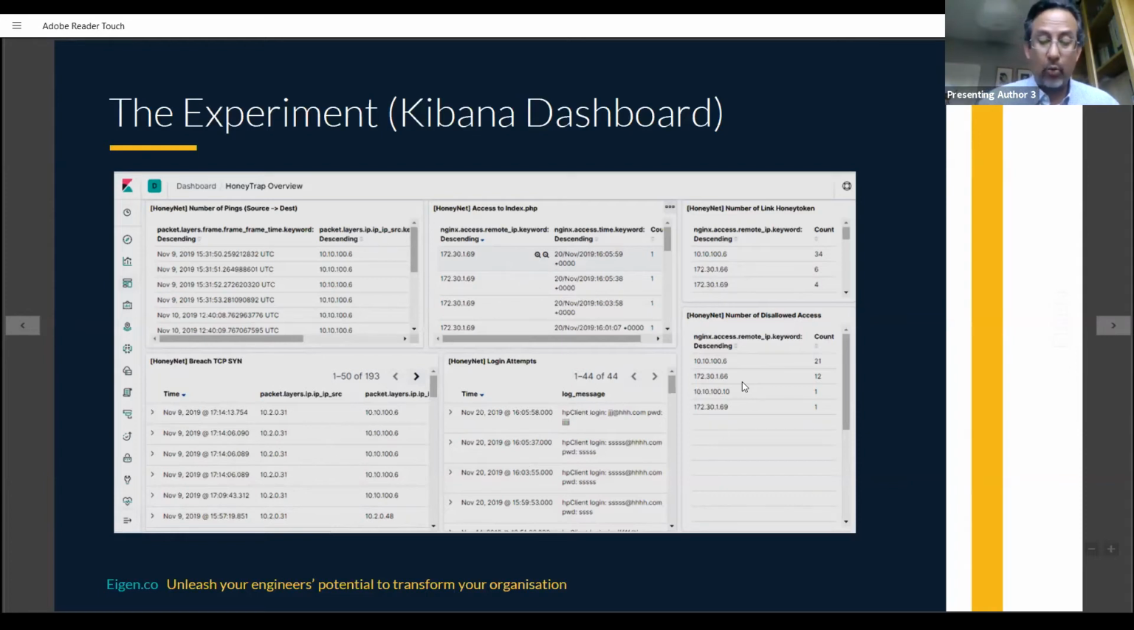The experiment ran for about 1.5 hours. We monitored the progress of the pen test by recording the session in this Kibana dashboard and then analyzing the results.